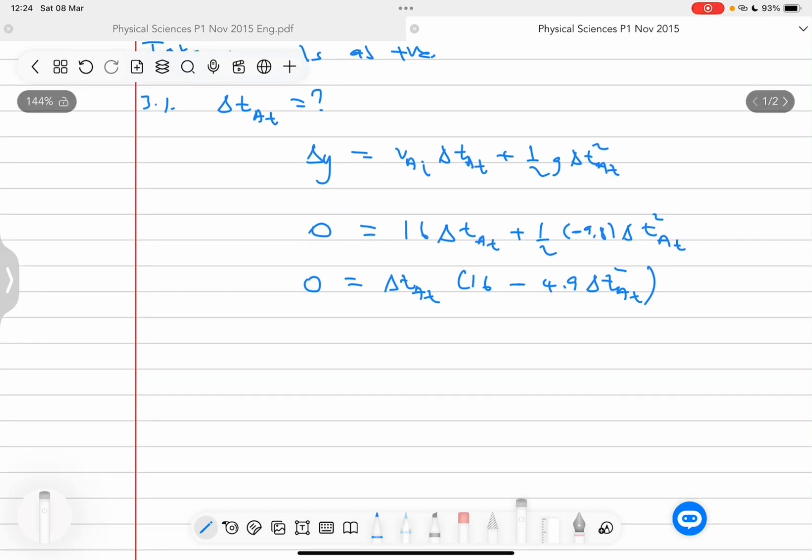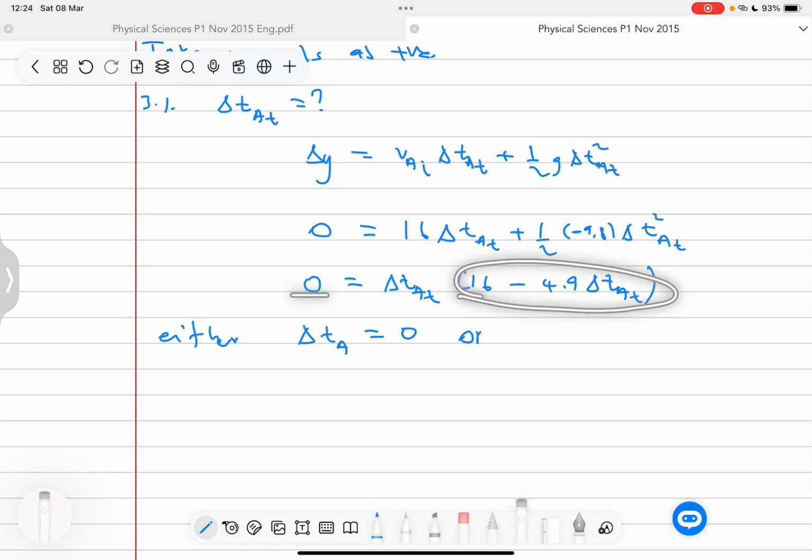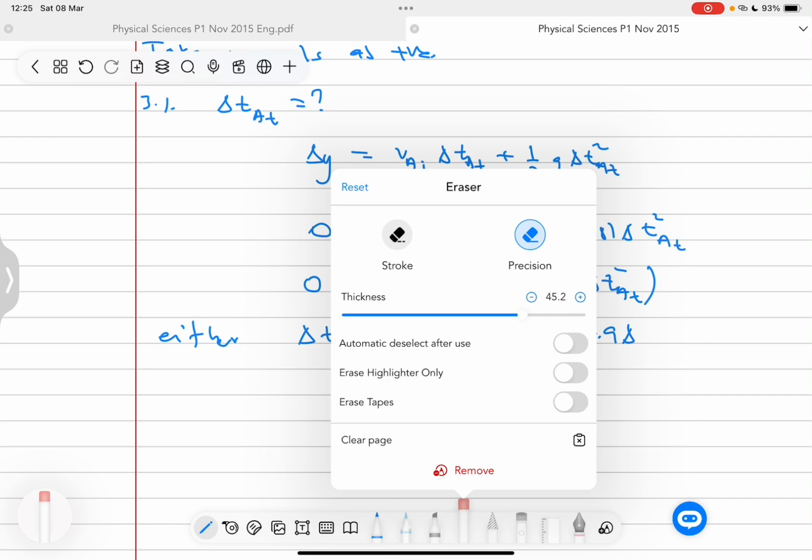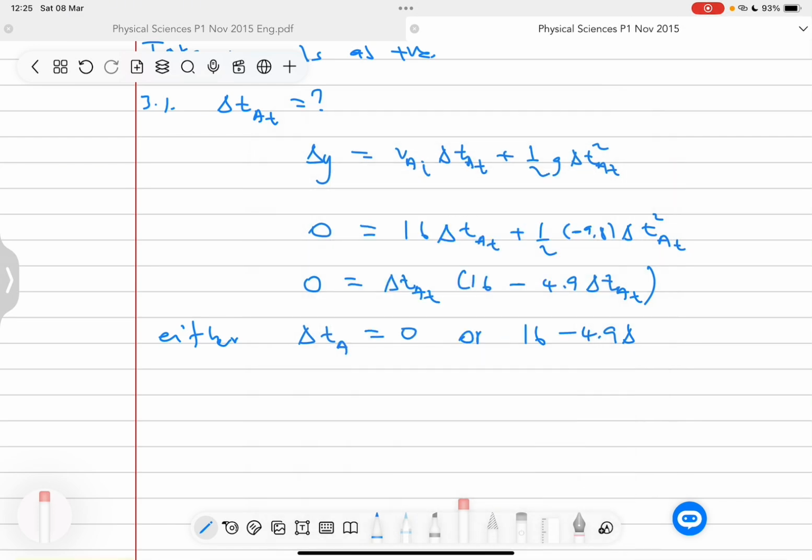Now at this stage, this question becomes really boring, because this is an algebraic equation where we are saying that two products are equal to 0, and that will mean either one of these products is equal to 0. This is a typical solve for x question in mathematics. So I'm going to say the change in t A is equal to 0, or this is equal to 0. So here we're going to have 16 minus 4.9 change in t. Remember, we don't have the square anymore there. So this will be 16 minus 4.9 t A is equal to 0. We're saying either this is equal to 0 or this is equal to 0.